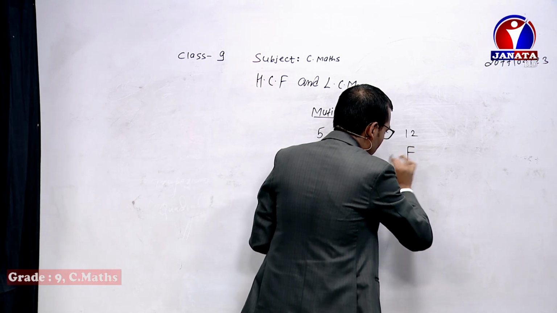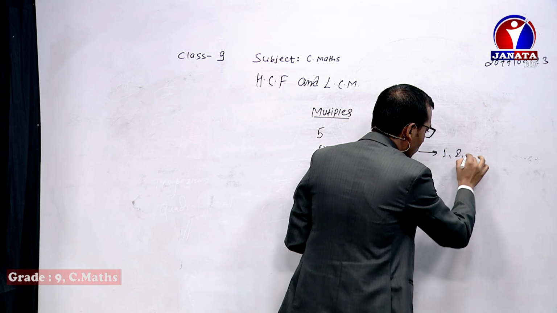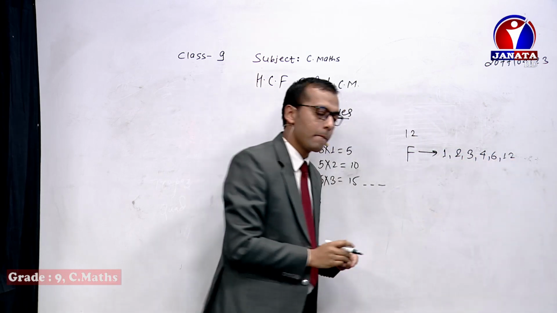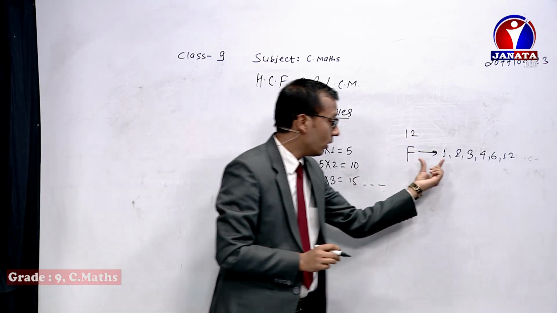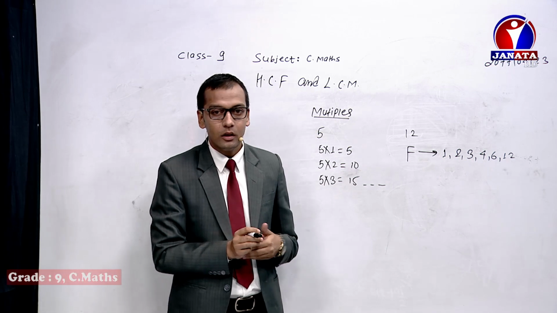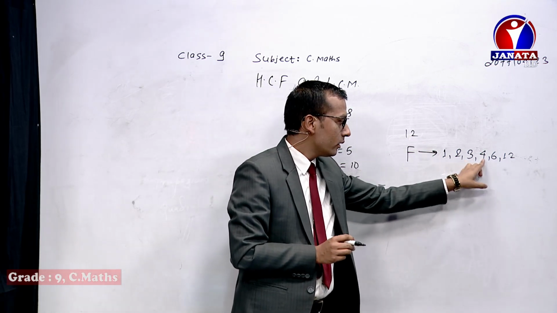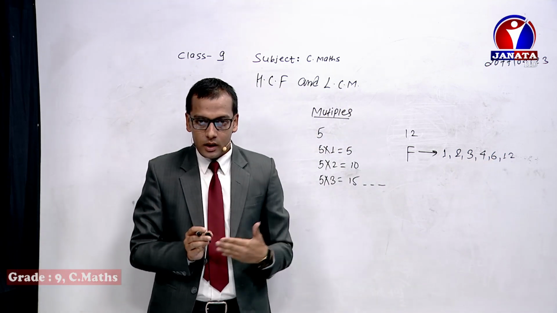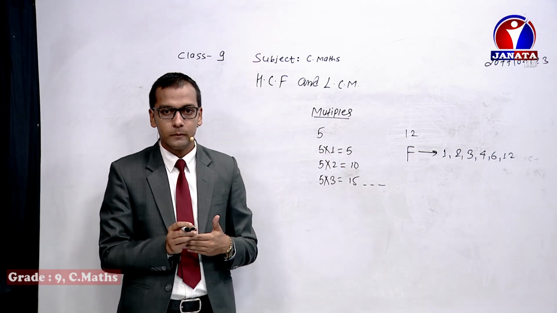What are the factors of 12? Factors of 12 are 1, 2, 3, 4, 6 and 12 itself. 12 is divisible by all these numbers, so we say these are the factors. So 12 is divisible by 2, similarly by 3, 4, 6 and 12 itself. This is the basic concept of factors and multiples.